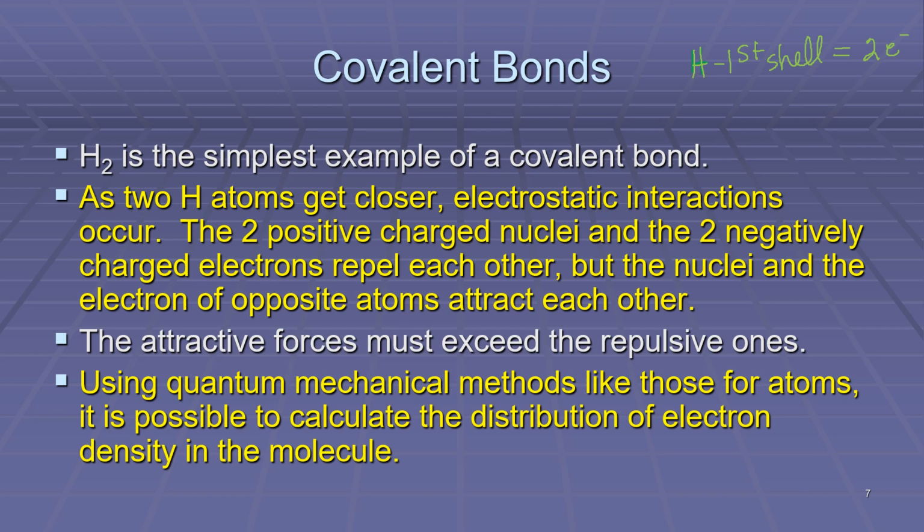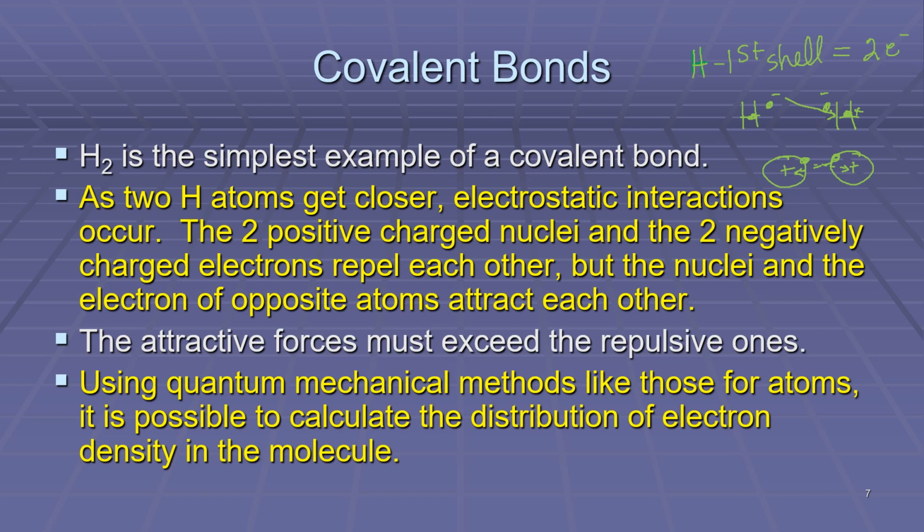So two hydrogen atoms, here's a hydrogen atom and here's a hydrogen atom, and as they get closer to each other, they start to attract. The electrons are negative and the nuclei are positive, so the electrons start being attracted to the opposite nuclei. And so those electrons get shared between the 2 atoms, and they're kind of held in between.